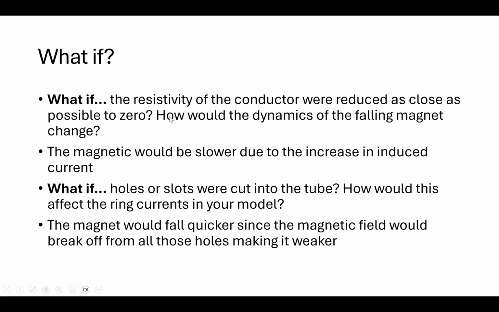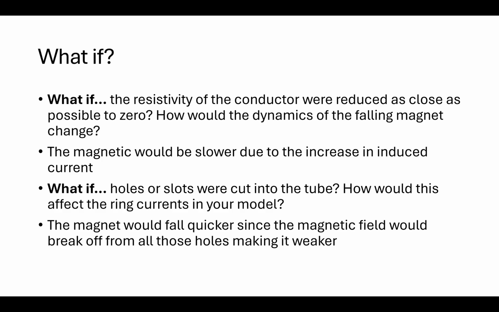What if the resistivity of the conductor were reduced as close as possible to 0? How would the dynamics of the falling magnet change? Well, the magnet would be slower due to the increase in induced current. As you know, it also has a force, and they all go opposite ways. Since they're opposite, it's going to be pushing up against the magnet, so it will basically be another force pushing it up. And so the greater the force going up, the slower it will go.